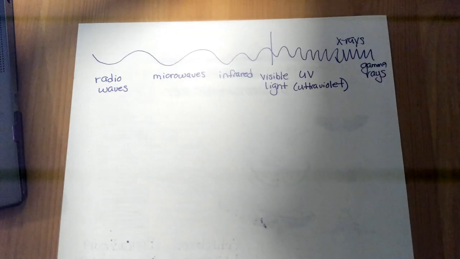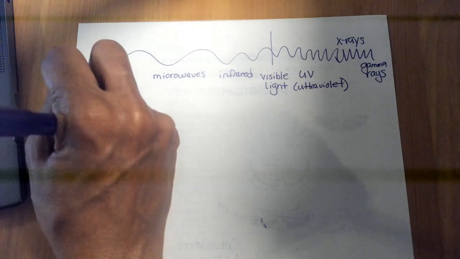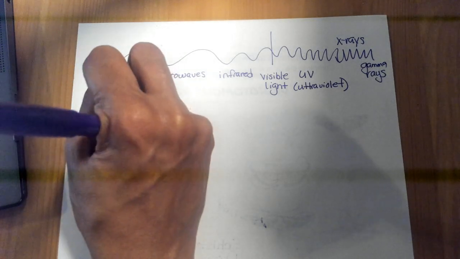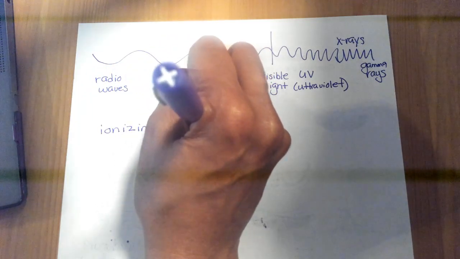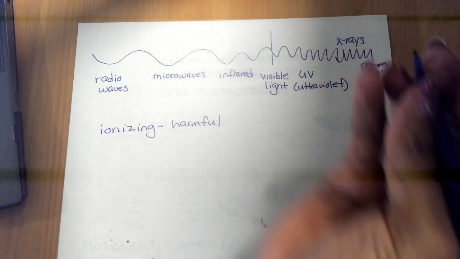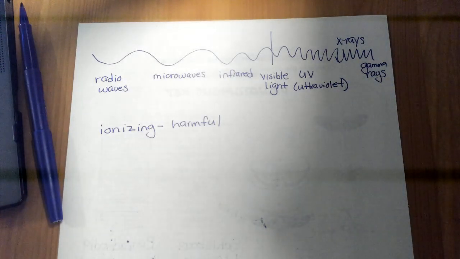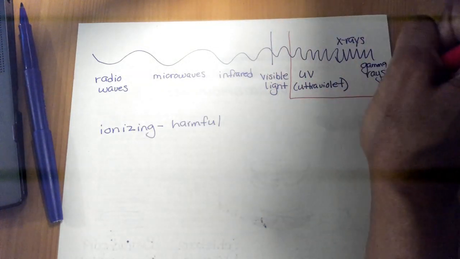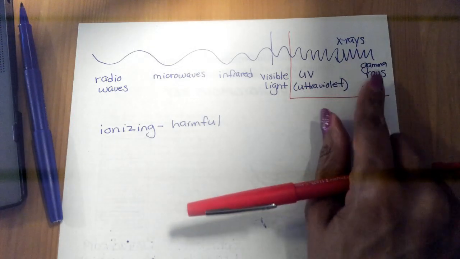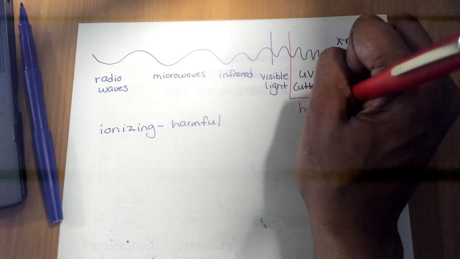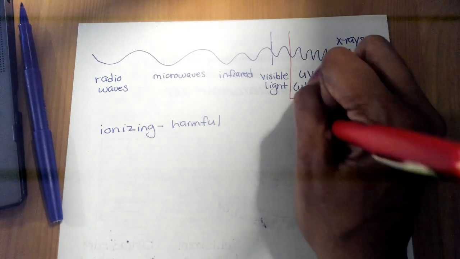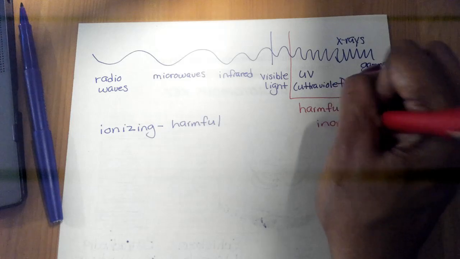Okay, so I want to refresh your memory on a term that we talked about called ionizing and non-ionizing. Ionizing means harmful in high doses. Okay, so this half, let me change colors here. This half of the electromagnetic spectrum is harmful. So ultraviolet, X-ray, and gamma rays, they are harmful in high doses. Okay, so these are ionizing.